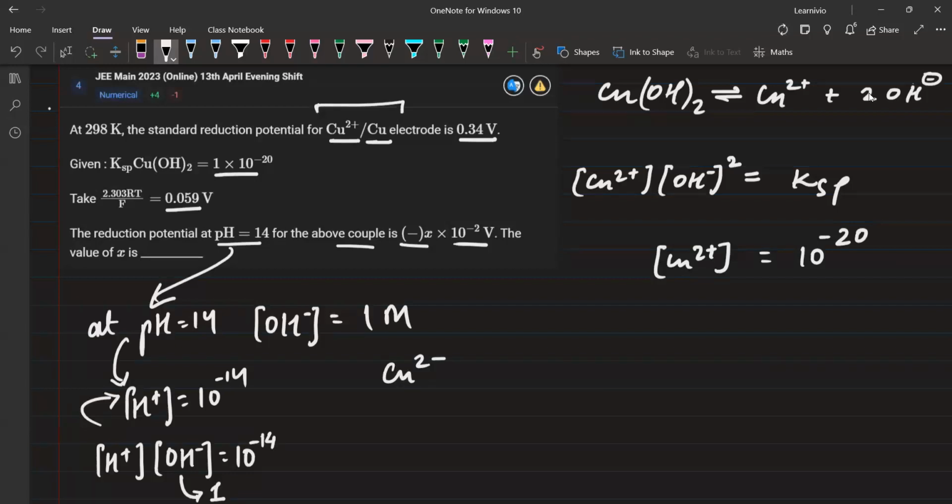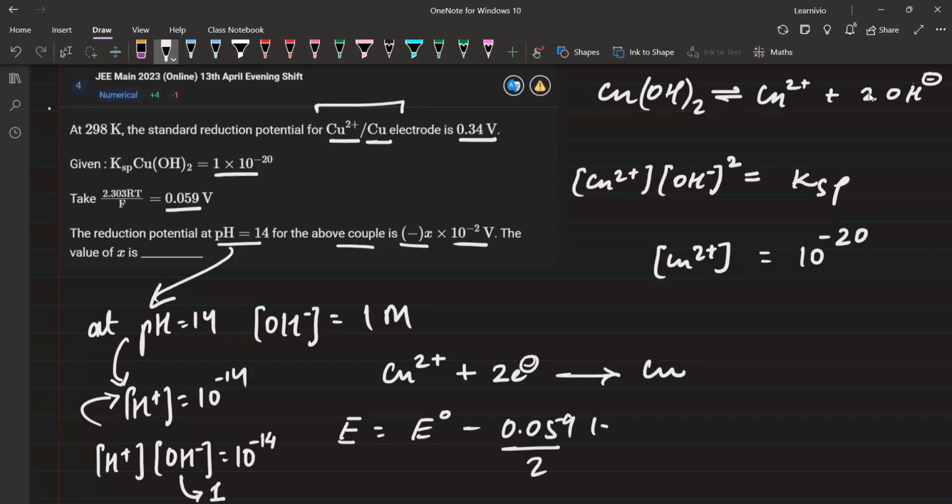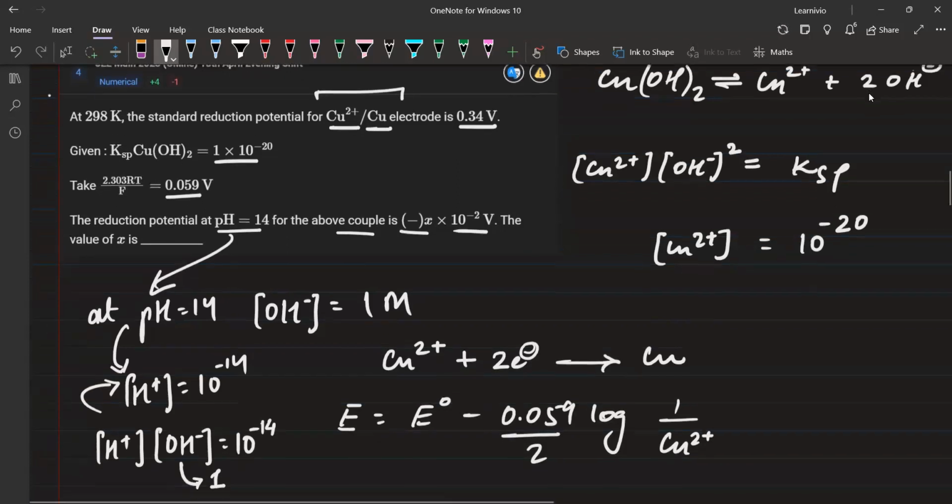That means copper 2 positive plus 2 electrons gives copper. Now you will have to put E is equal to E naught minus 0.059 divided by 2 log of copper. Copper is solid, so I will take it as 1, divided by copper 2 positive. Now you calculate this term. E naught is 0.34. You will have to put copper 2 positive as 10 to the power minus 20. And then calculate.